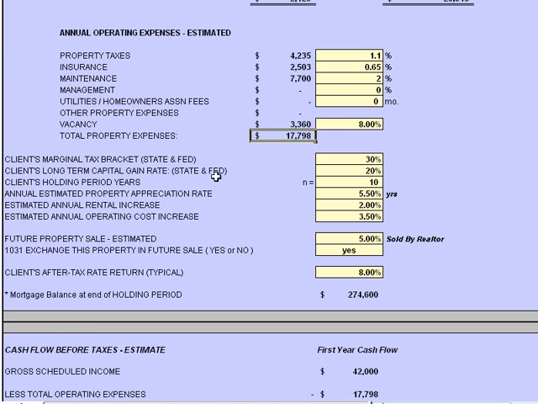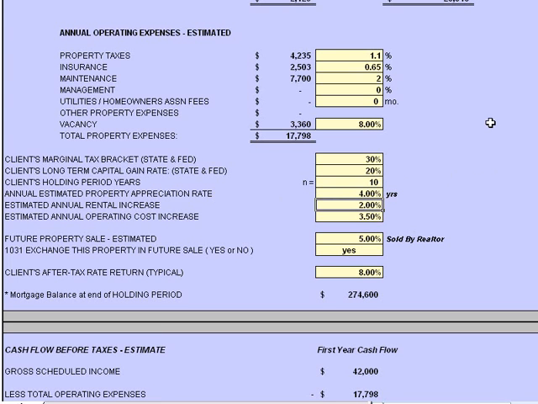Now we get into the remaining financial numbers, and after this point, everything else is calculated for you. We have the client's marginal tax bracket, state and federal, at 30%. We have the long-term capital gain rate, state and federal, 20%. We have the client's estimated holding period of 10 years. They believe that they'll buy this building and hold it for about 10 years. The estimated property appreciation rate on the building, they expect that to be closer to, let's say, 4%.